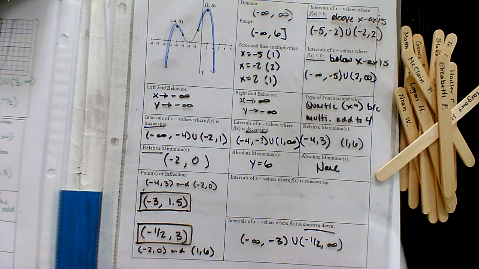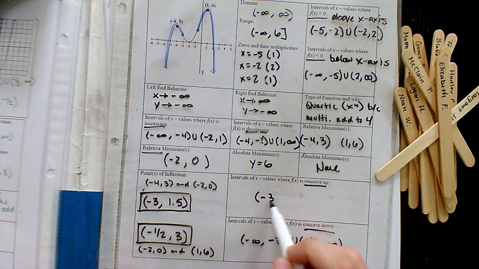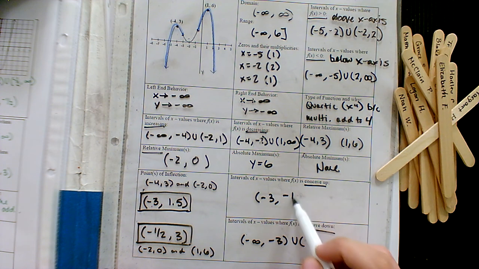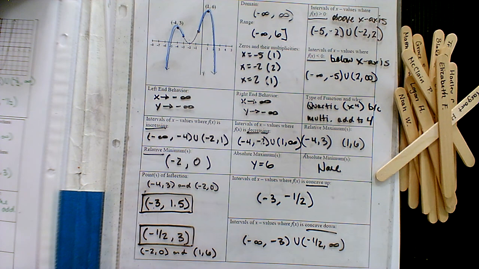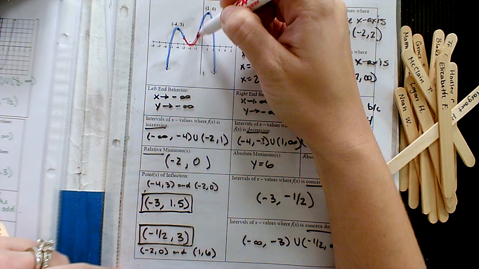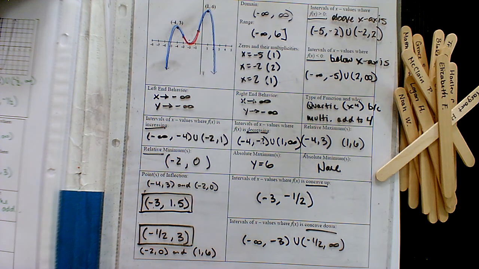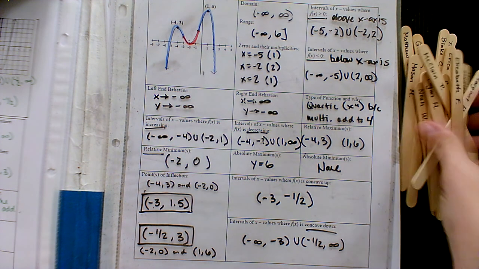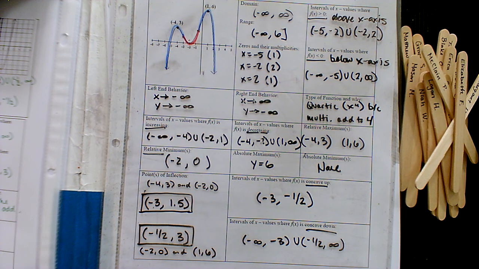Lizzie, last one. The concave up would be negative 3 to negative 0.5. Negative 3 to what? Negative 0.5? Okay, negative 1/2. Good. So the last one left here is between the points of inflection. Notice how it's a regular parabola going up. How do we do? Good?